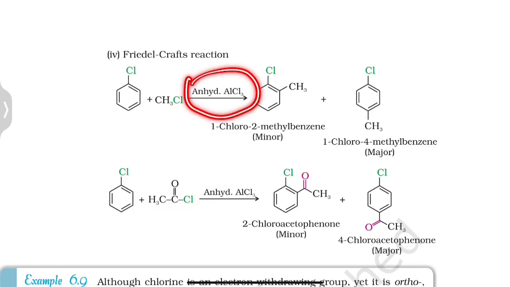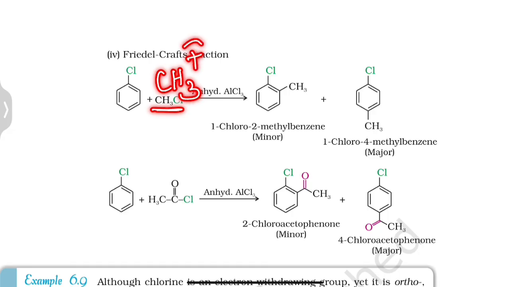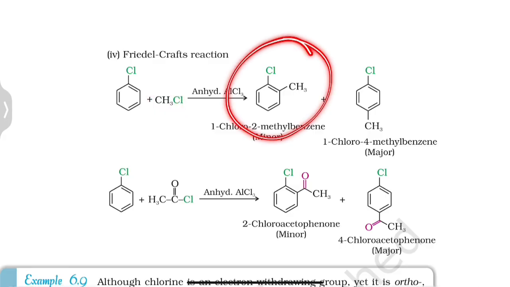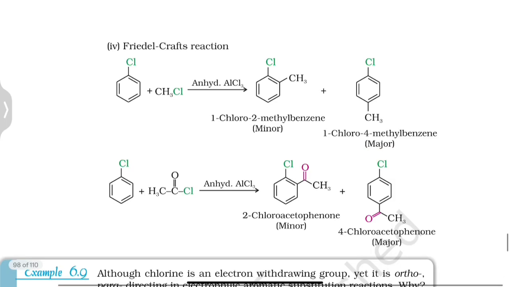And here you have to use anhydrous aluminium chloride. So here, what is the electrophile which is produced? Here the electrophile produced is CH3+, the methyl cation. So CH3+ will be attached to the ortho position or at the para position. Always remember, para will be the major product.